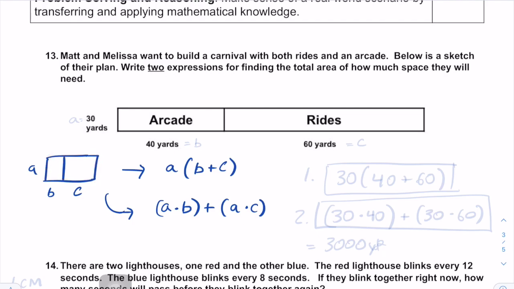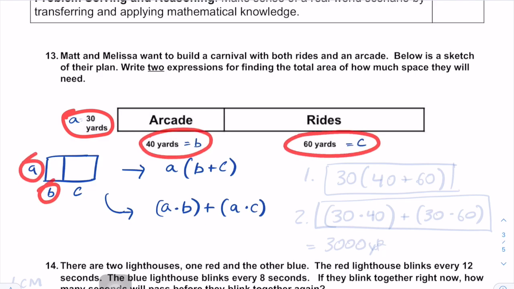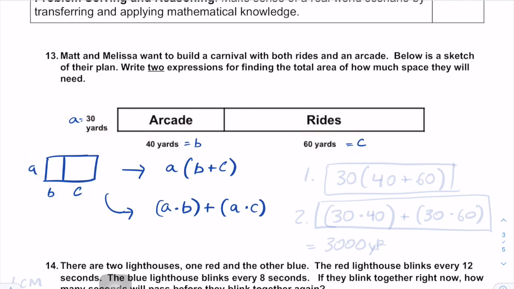So now seeing these formulas, I know that 30 yards is my side length A, 40 yards is my side length B, 60 yards is my side length C. And I can just plug these in. I know that I can do the side length of 30 times the sum of 40 yards plus 60 yards to get my answer.